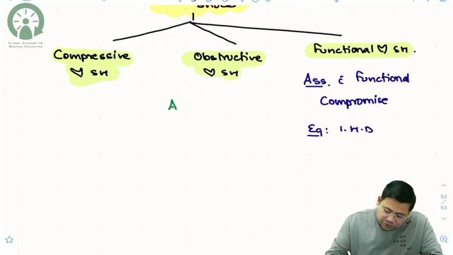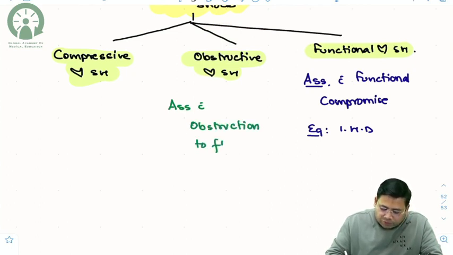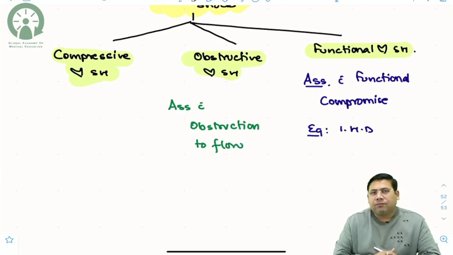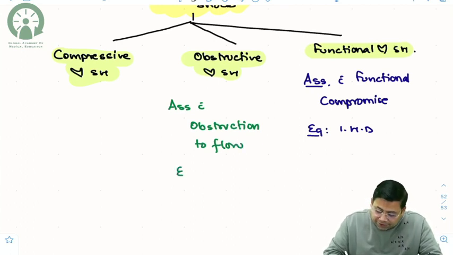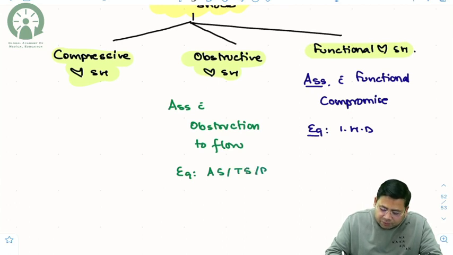So this is associated with obstruction to flow of blood. So how is this possible? The classical examples for this are aortic stenosis, tricuspid stenosis, pulmonary stenosis, mitral stenosis, and there is one more thing.